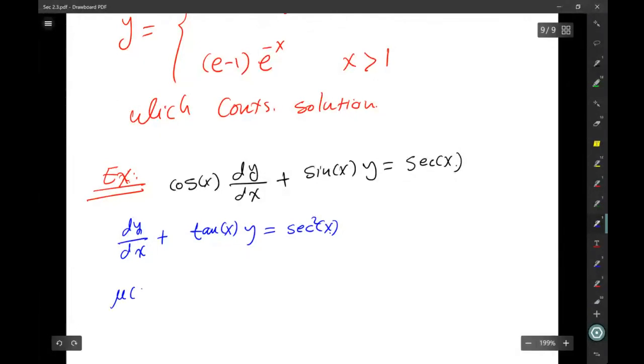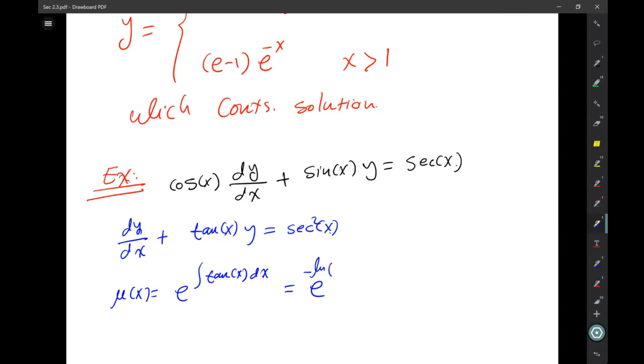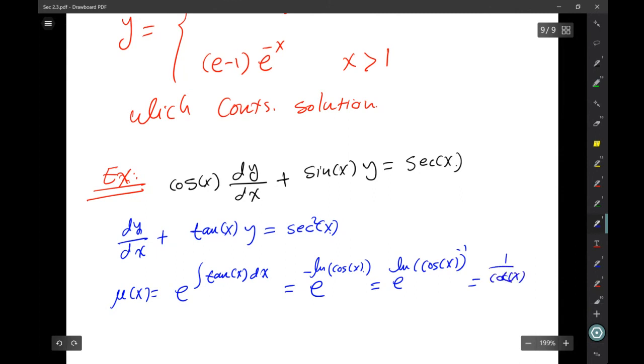Now it's clear. I have to find mu x, which is e to the power integral of tan x dx, which is e to the power of the integral of tan, which is minus ln cosine. It equals e to the power ln of cosine x to the power minus 1, which is 1 over cosine x, which is secant x.